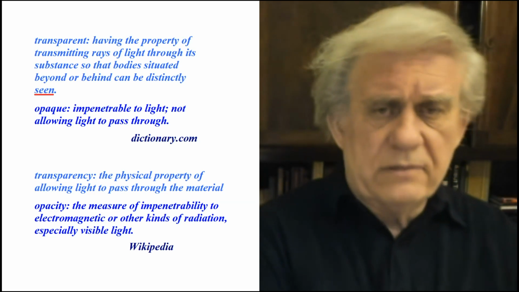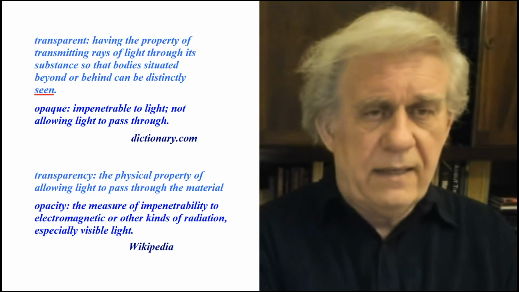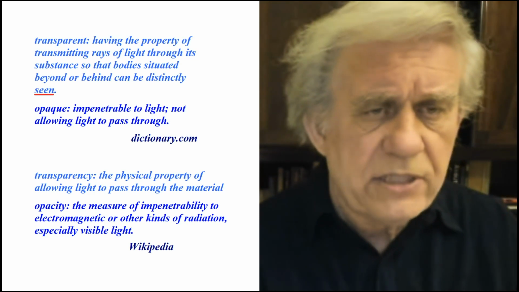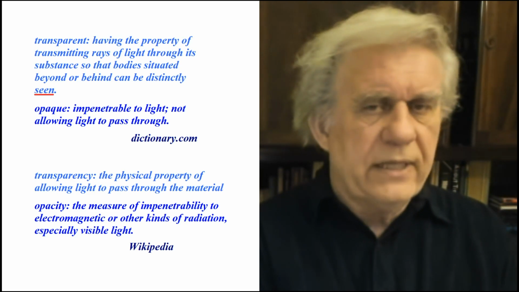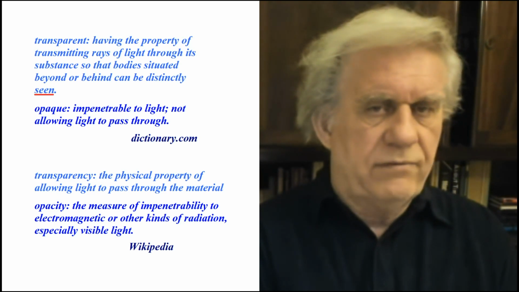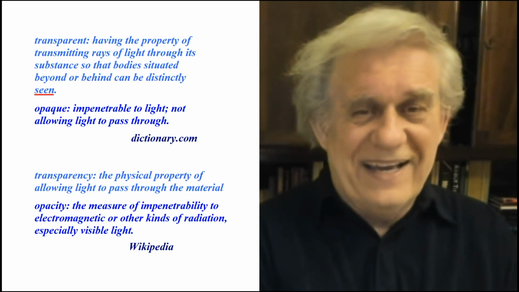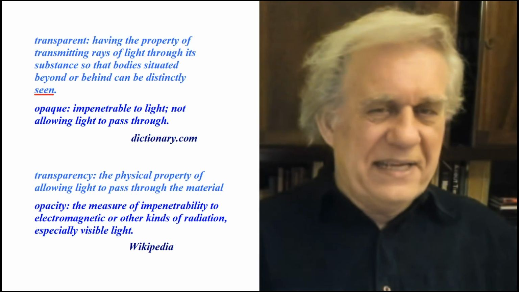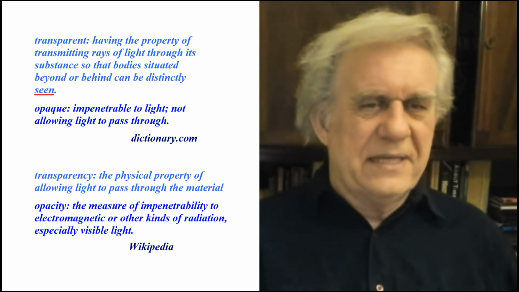Okay, transparency or transparent. What is that? Having the property of transmitting rays of light through the substance. Okay, but it's the only one that mentions what you see there after that, which says, so that bodies situated beyond or behind can be distinctly seen. The problem with the word seen there has to do with observers, making it subjective. I mean, if we put a blind man there and he can't see, he says, well, it's opaque to me. Well, no kidding. Okay, so this seeing thing is something we have to question, whether it has anything to do with transparency. But we'll get to that in a second.